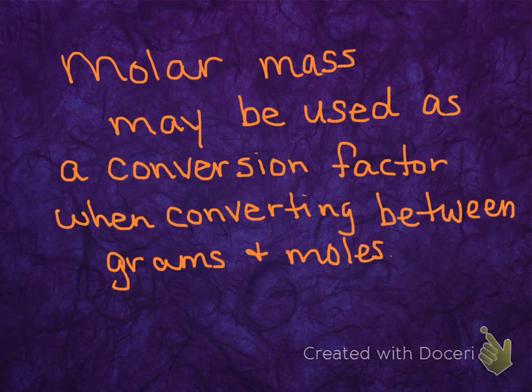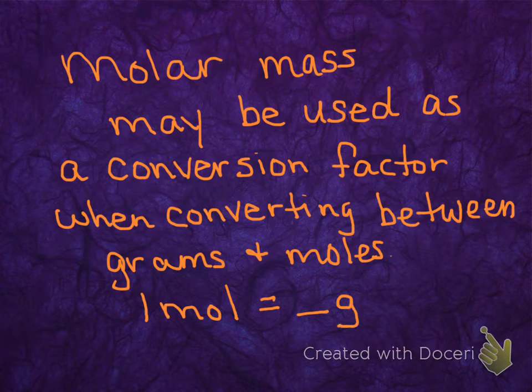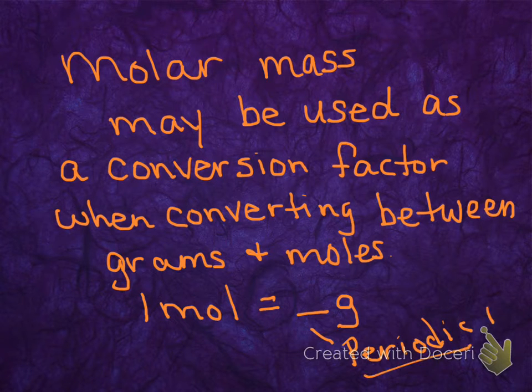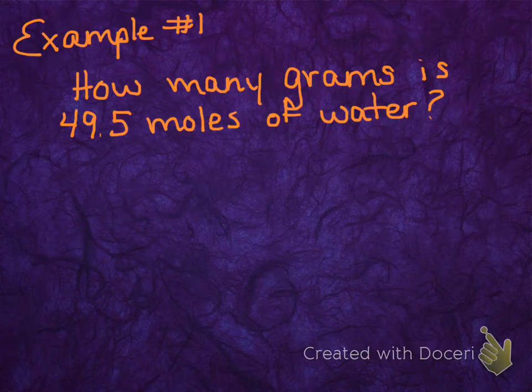Okay, so we can use that molar mass as a conversion factor when we want to convert between grams or moles. So the conversion factor we will use is 1 mole is equal to whatever the number of grams of the substance is. We have to get the grams from the periodic table. That's the only place we can get the number of grams. Okay, so let's look at some examples.